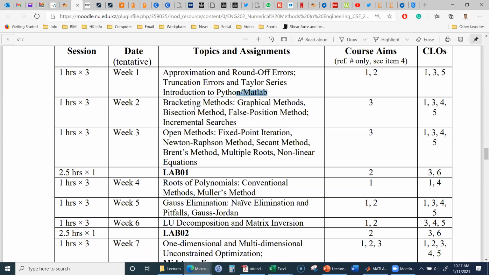The second topic will be the bracketing methods: graphical method, bracketing bisection method, false position method. So these are the methods which are used for finding the solution of non-linear equations. Okay. So for example, equations with powers of x cube, x to the fourth, or other equations including trigonometric functions, etc. For these, there is no direct method available for finding the analytical solutions.